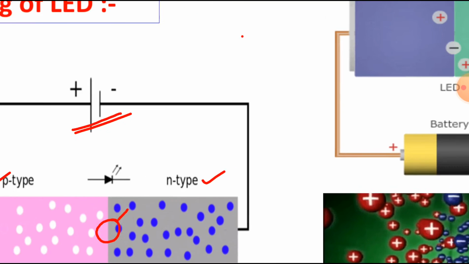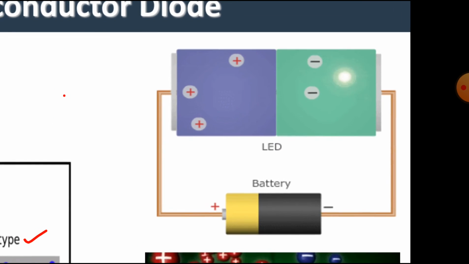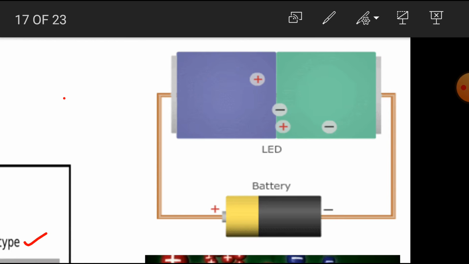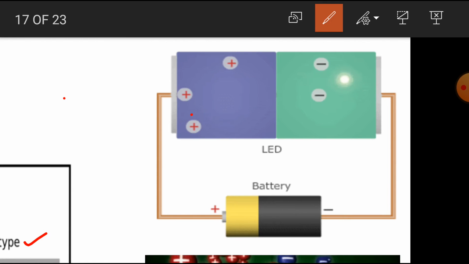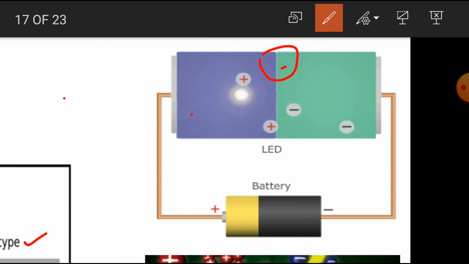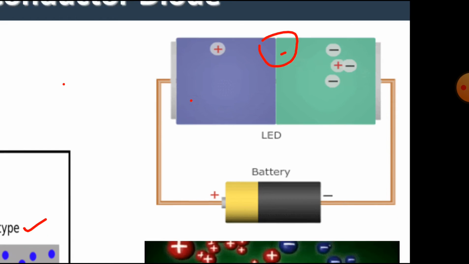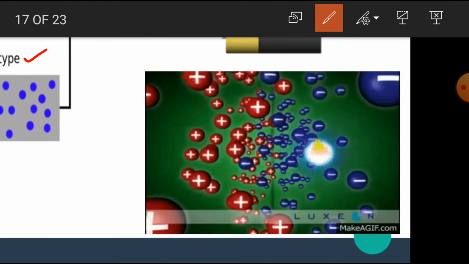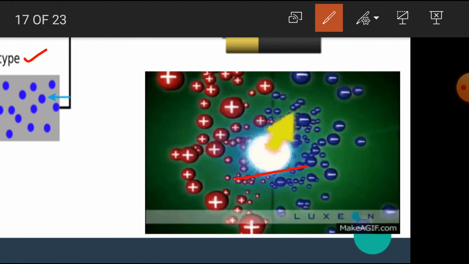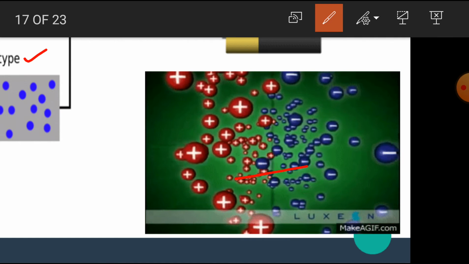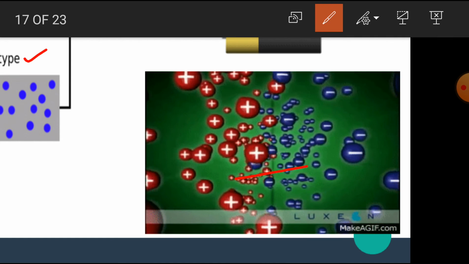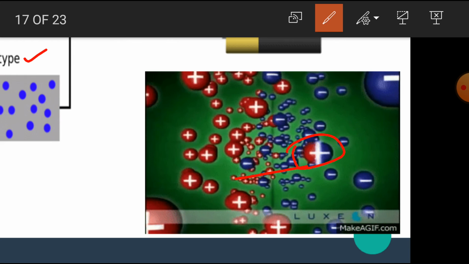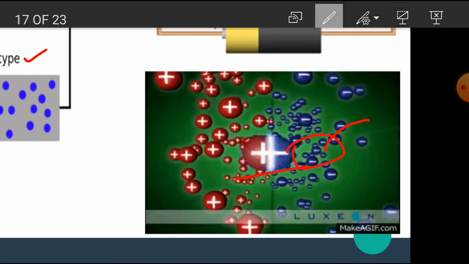Or more deeply we can see this on this diagram, where the holes have positive charge and electrons have negative charge. When they recombine with each other, then light is emitted. We can also show the phenomenon on the other diagram, that when the positive charge and negative charge recombine with each other, then a photon is emitted. Let's see this positive charge recombine with the negative charge and light is emitted.